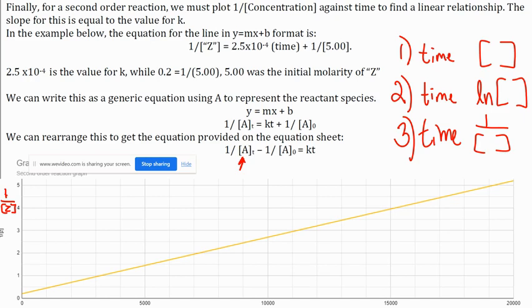Do you have to graph every single one? If you know it's first order, can you skip to the second one? If it's first order, don't bother to do this one. This is 0 order, this is first order, and this is second order. So if it's first order, you don't need to do the second order graph, but do you do the one before it?